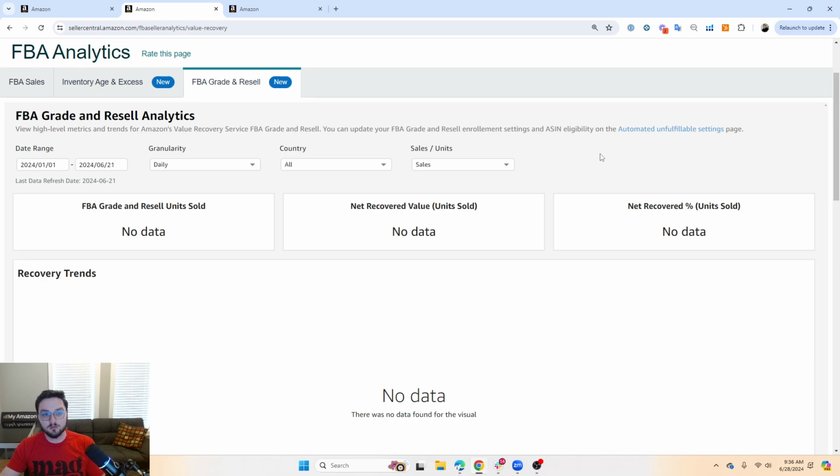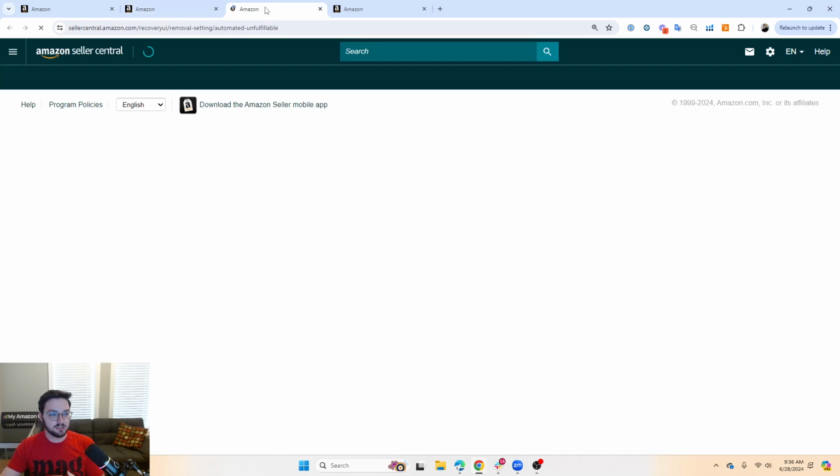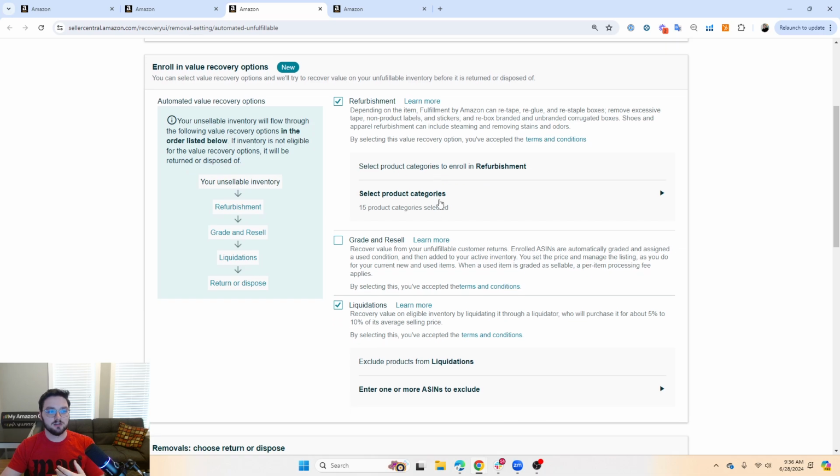So the new automated unfulfillable settings are specifically where you can choose to have refurbishment, grade and resell, or liquidations of product that comes back that is not in new selling condition. The grade and resell is what we're specifically looking at here. This is where Amazon will grade the product as a used condition of some kind, so like new, used good or used bad, etc.